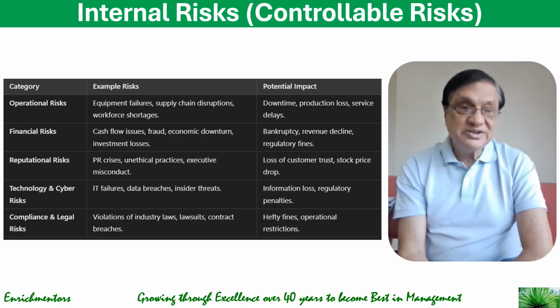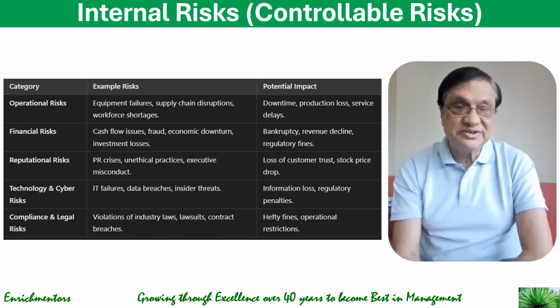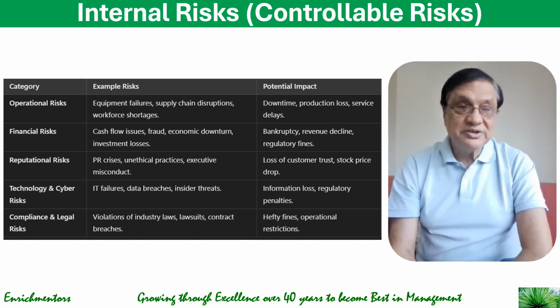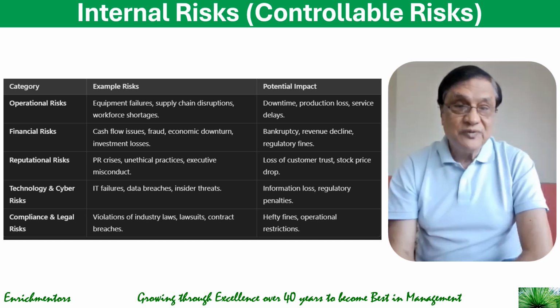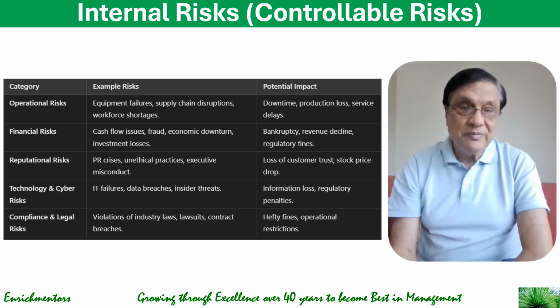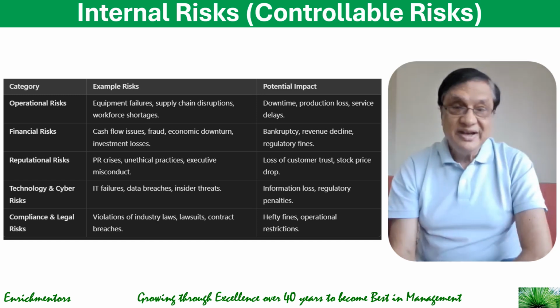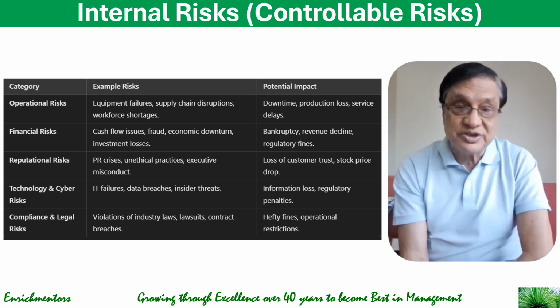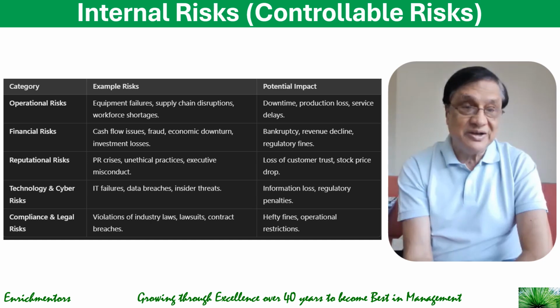The second kind of risk that you can look at in your organization is the financial risk. Financial risks can result from cash flow issues, right? Then they can come from economic downturns, investment losses, etc., and that can result in bankruptcy, which has a severe consequence, revenue decline, and regulatory issues there, regulatory fines that can come there.